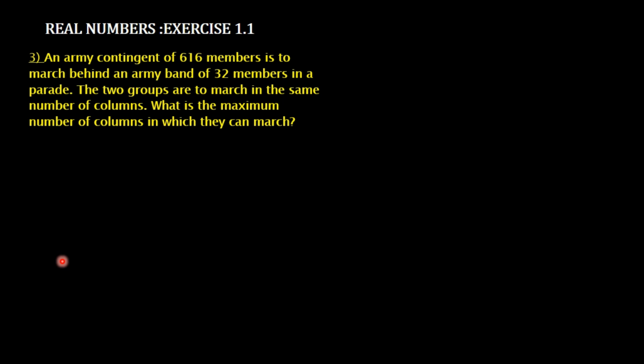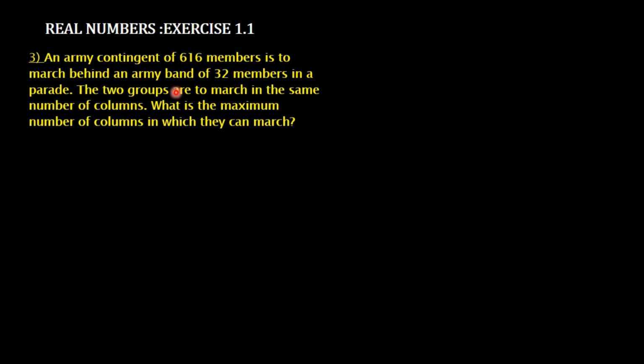Okay. So here we have a problem, that is, we have 616 army contingent members and 32 band members with us. We have to arrange them for a parade. How do we have to arrange them? The two groups are to march in the same number of columns. This will be considered for the arrangement. Then our duty is to find the maximum number of columns in which they can march.